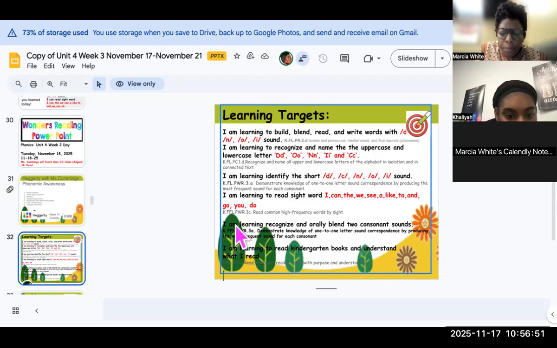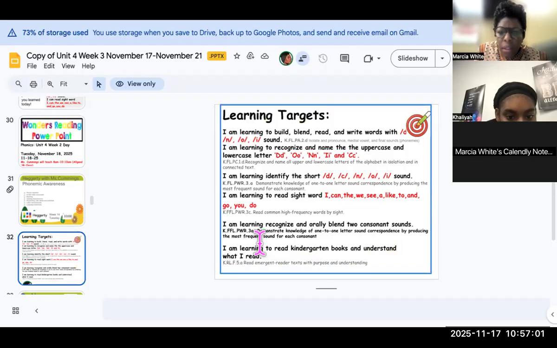It might also be my background. Let me see if changing my background can help me see it better. I am learning to kind of understand what I read.